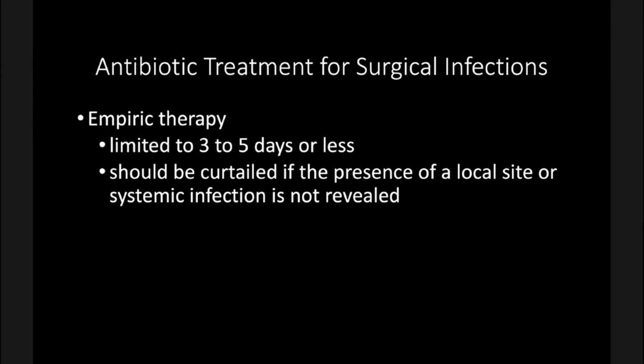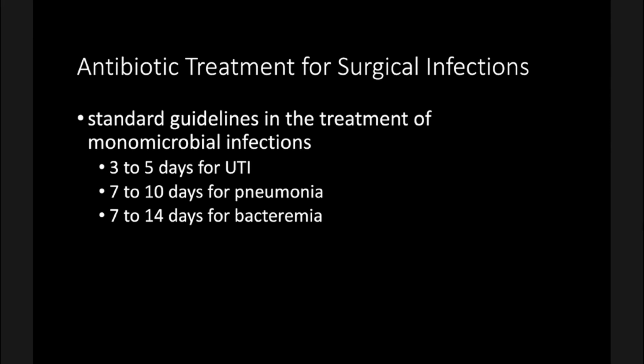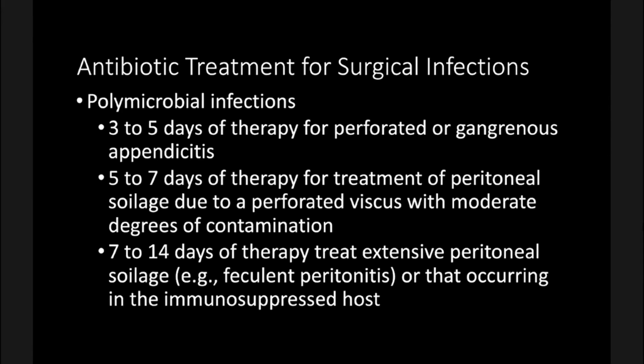Antibiotic treatment for surgical infection, empiric therapy, is usually only 3 to 5 days or even less, and it should be curtailed if the presence of local or systemic infection is not revealed, or with the absence of fever, or the absence of pain and redness. Standard guidelines in the treatment of monomicrobial infections: for UTI, you have 3 to 5 days of antibiotics. For pneumonia, you have 7 to 10 days, and bacteremia, 7 to 14 days.